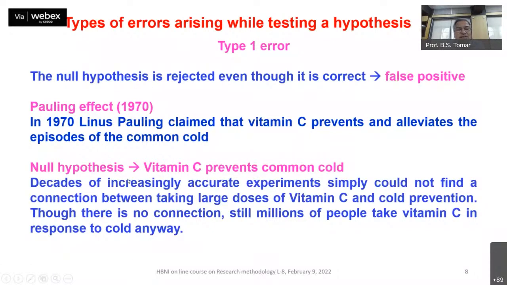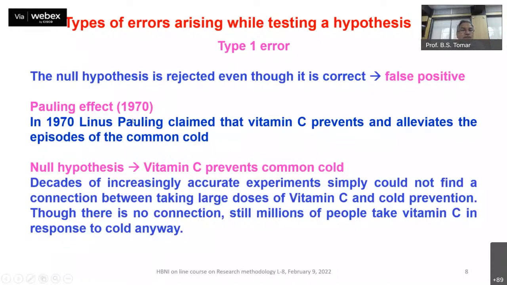Now, a very interesting example I'll give you. Linus Pauling in 1970 claimed that vitamin C prevents and alleviates the episodes of common cold. Now also, many times, when you are having a common cold, you take vitamin C. And this happens when a big shot, a powerful, very popular person makes a statement, people take it very seriously. And so people, in fact, even now take vitamin C to prevent common cold. So this is the null hypothesis, that vitamin C prevents a common cold.